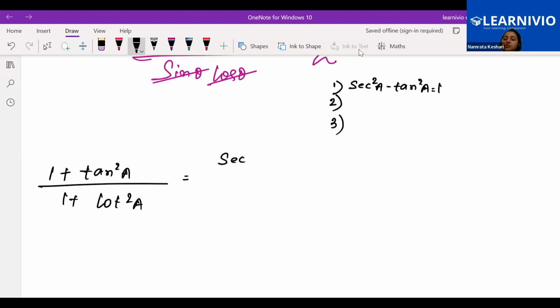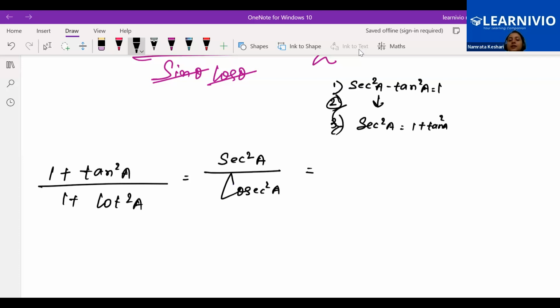Here, we can use this formula as sec square A is equal to 1 plus tan square A. So yes, you said it correctly, in place of 1 plus tan square A, we can write sec square A. And in place of 1 plus cot square A, what can we write? Cosec square A. Yeah, this is what we have.